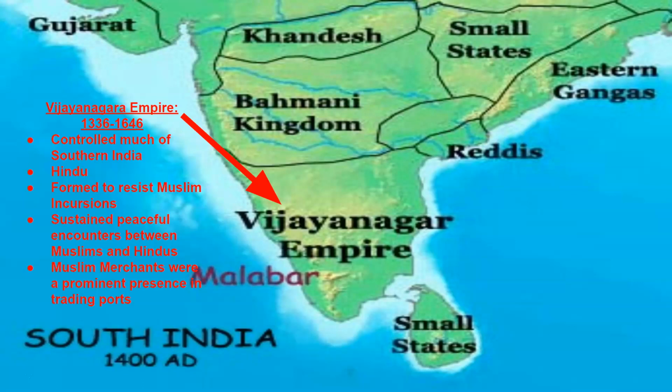When we did our DBQ on the Portuguese in the Indian Ocean, the Vijayanagar Empire, for lack of a better way of saying it, is the one that was in place in a lot of that territory we were talking about. They controlled much of southern India. They were Hindu, and it was originally formed to resist Muslim incursions into southern India as a way to push back. But what they end up really doing is sustaining peaceful encounters between Muslims and Hindus, and the Muslim merchants who were big in that DBQ we did become a very prominent presence in the trading ports of India during that time, and especially in the Vijayanagar Empire.